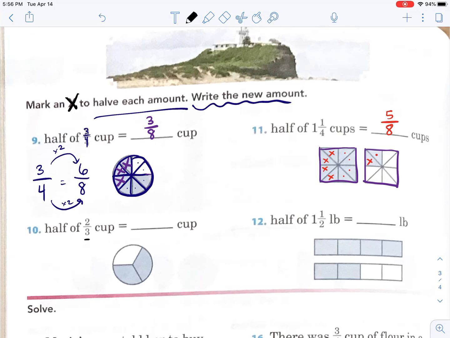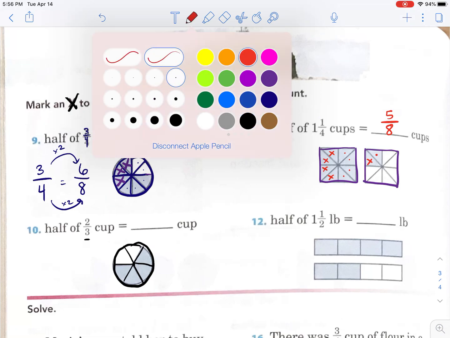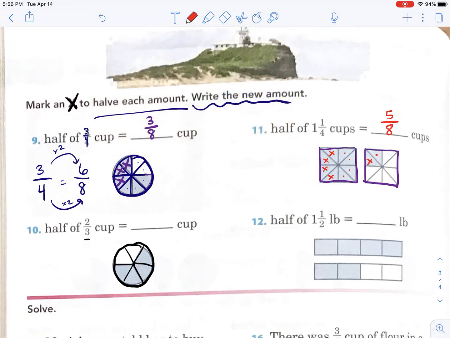Can we split this evenly? Nope. But what can we do? We can cut it into, what's double thirds? We can cut it into 6ths. So do that right now, and mark off half. Get rid of half of those. So now we have 1, 2, 3, 4, 4/6. What's half of 4/6? Well, let's get rid of half.